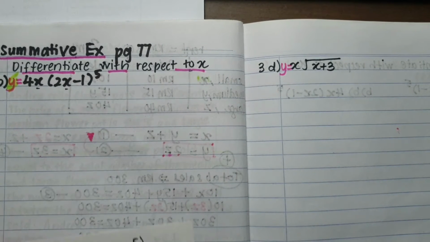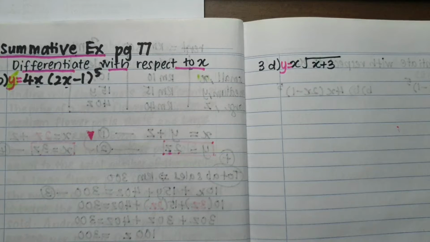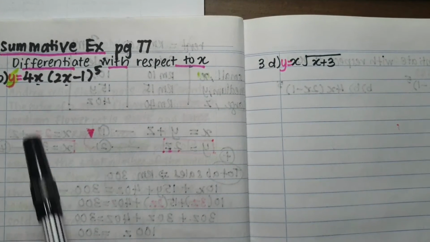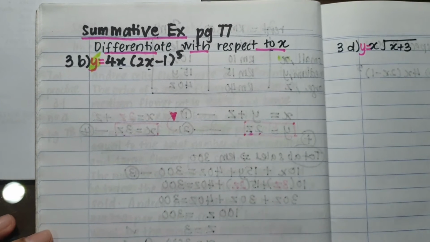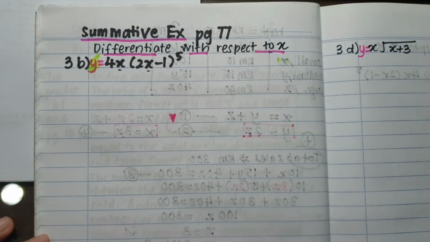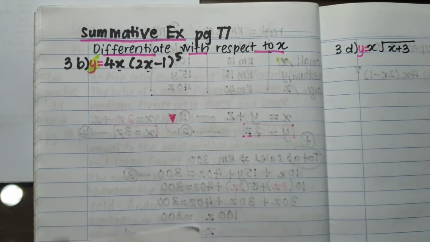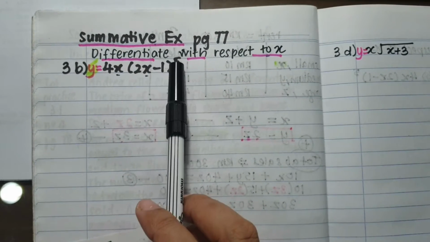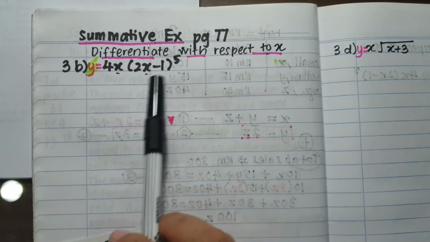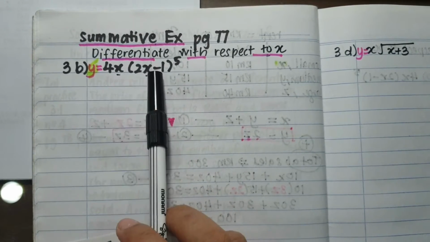Okay, now let's see this question. For this question, you need to use product rule. You cannot use power rule. You can see here you have 4x, the first term here, and then you have bracket power 5. If you have this type of function, you must use product rule.